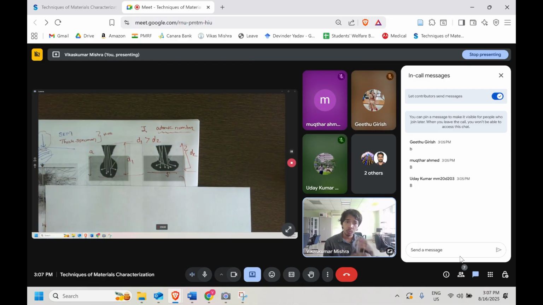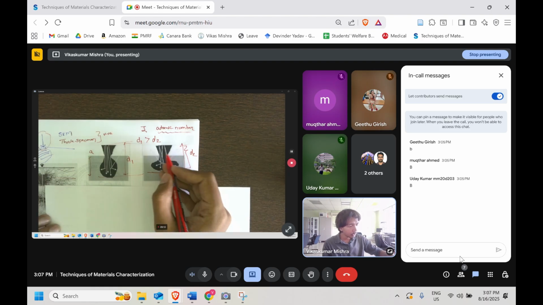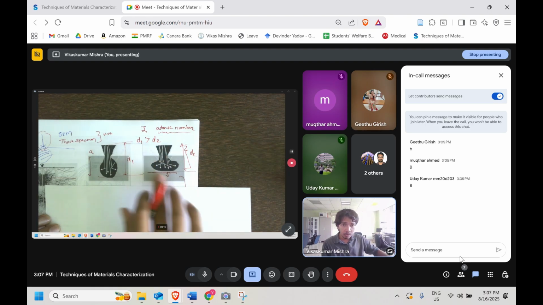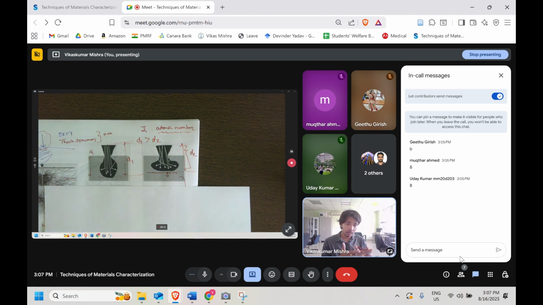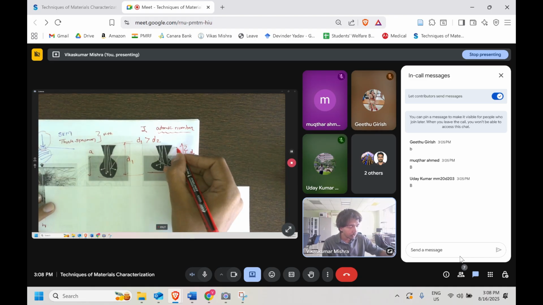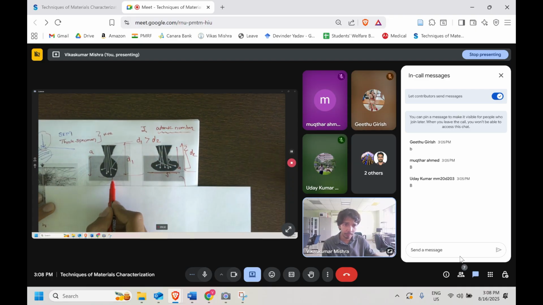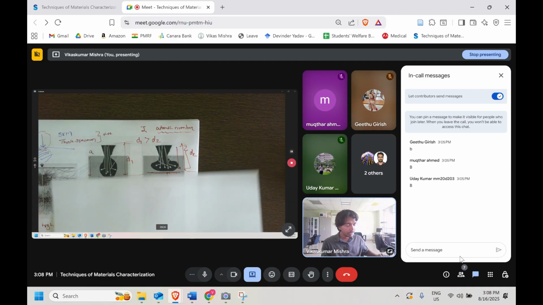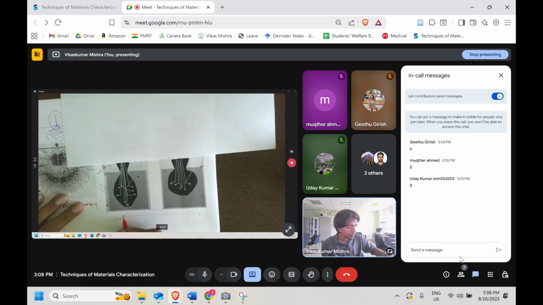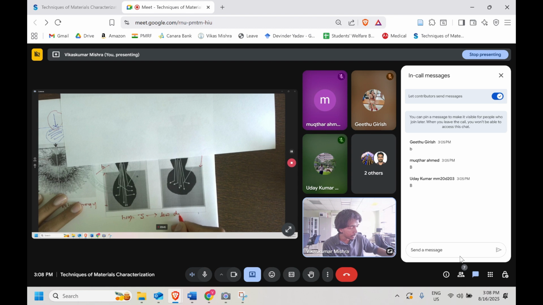The depth is more. Why is it happening? Because in the second case, this is the D2 case, the energy which the electron beam has is being consumed for the interaction initially itself, compared to case 1. So we can say that the higher Z atom will lead to a low depth of penetration.